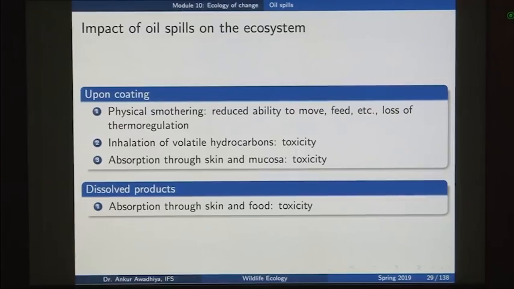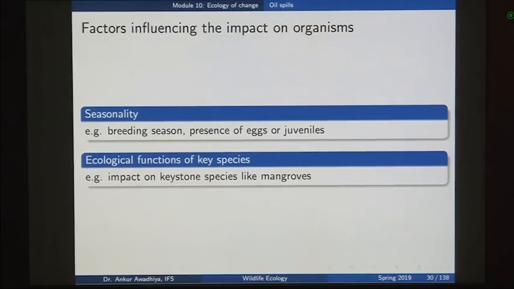The second one is inhalation of the volatile hydrocarbons. Those hydrocarbons that are volatile will be inhaled, they will reach the respiratory system, and they might result in some toxicity, or absorption through the skin and mucosa. So, some of the chemicals will get absorbed into the body and show their toxic impacts. So, this is upon coating. If these chemicals get dissolved, they will also get absorbed through the skin or through food and be able to show their toxic behaviors.